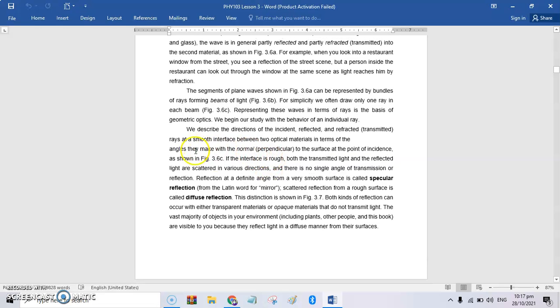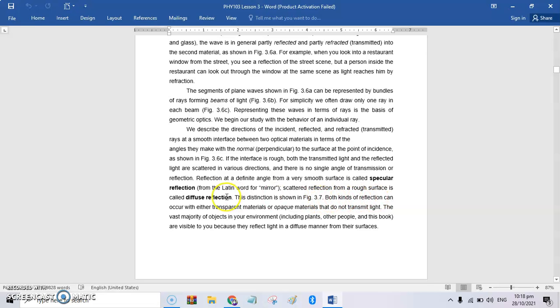Next, if the interface is rough, both the transmitted light and the reflected light are scattered in various directions, and there is no single angle of transmission or reflection. Reflection at a definite angle from a very smooth surface is called specular reflection, from the Latin word mirror, while the scattered reflection from a rough surface is called diffuse reflection. This distinction is shown in figure 3.7.